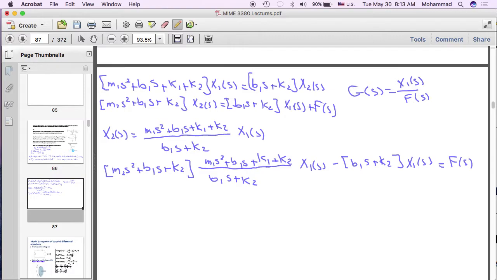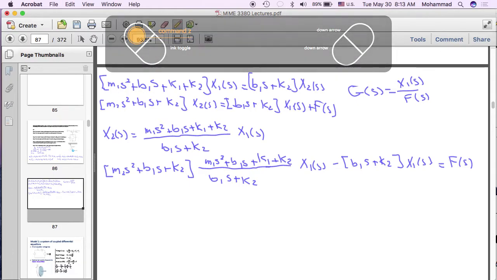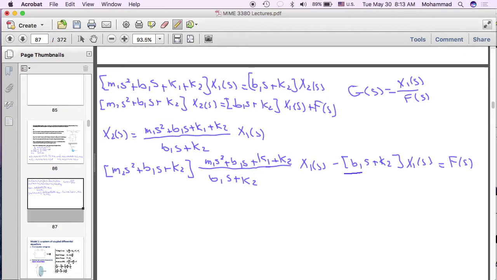Now, in order to add these two items from the left side, I need to make b1s plus k2 the common denominator. So in order for them to become 1, that needs to be the common denominator. If you bring this here, which is b1s plus k2, this simply goes to power 2. So the equation remains unchanged. If you bring that denominator to the second part of the left side of the equation, you need to take the numerator to power 2, so you wouldn't change anything.